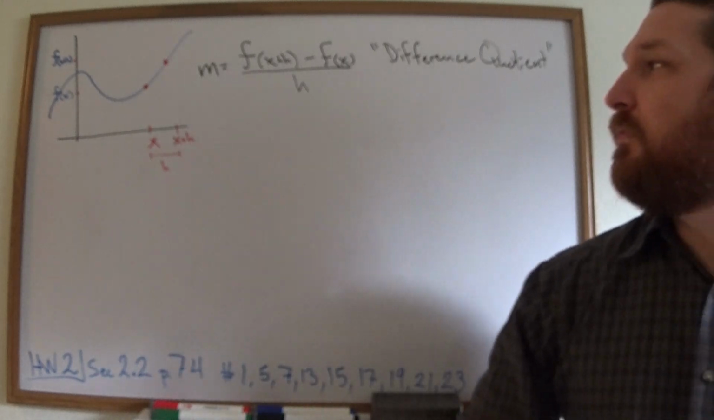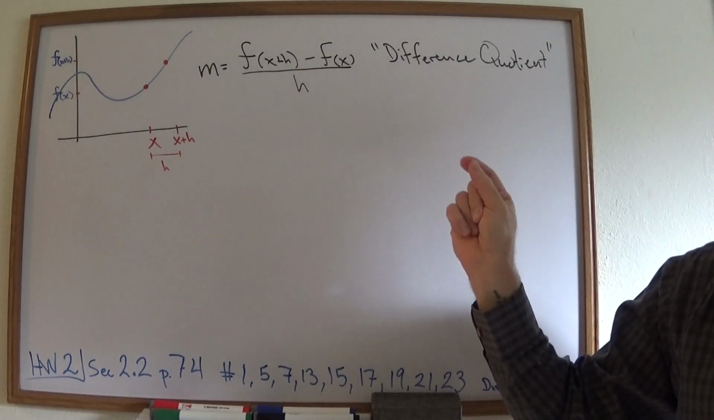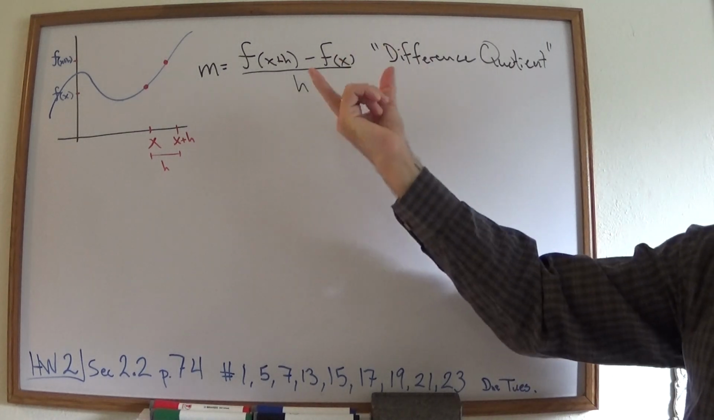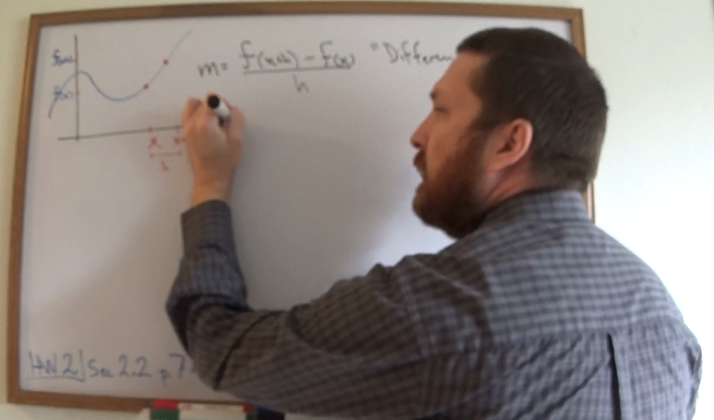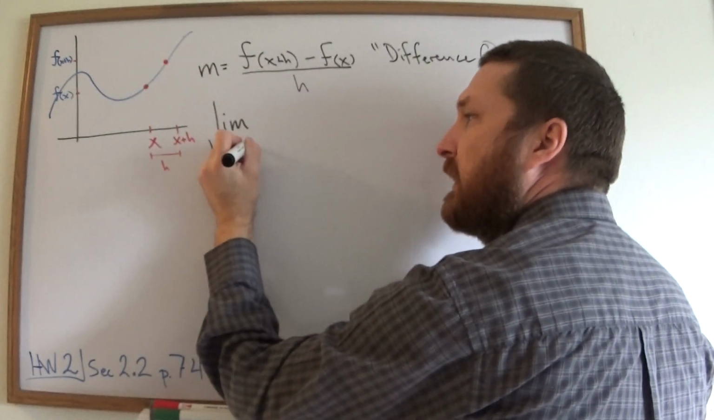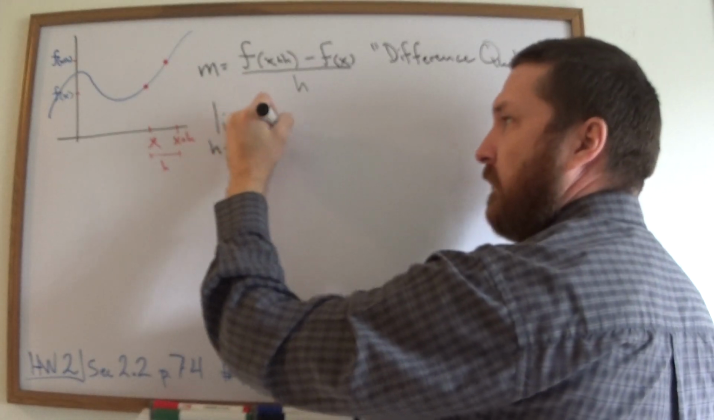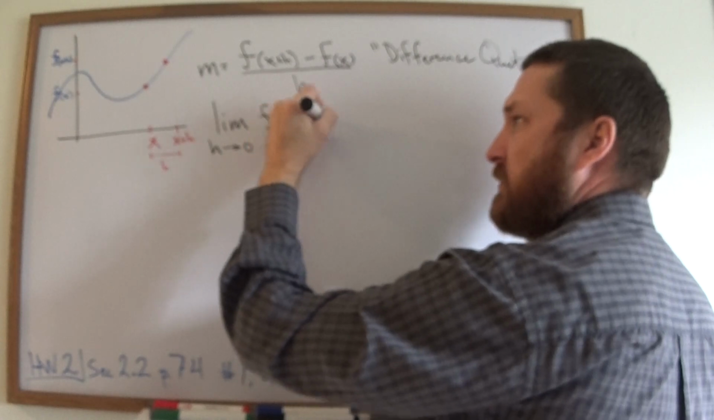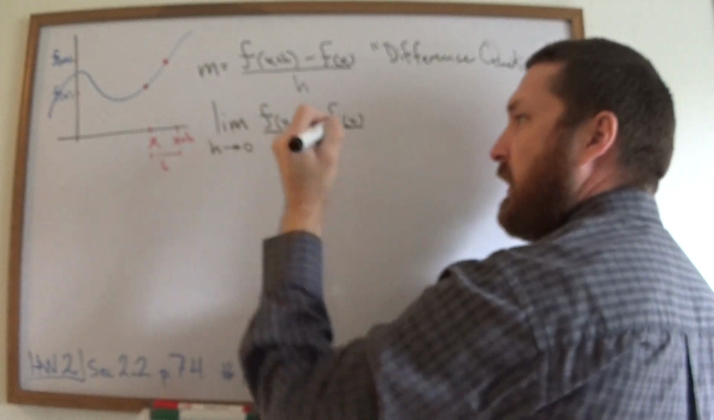And indeed, what we're going for here, as I've been hinting at for a while now, is the idea of making that h really, really, really small. Explicitly, what we're going to do is take a limit as h drops down to 0 of this thing, f of x plus h minus f of x all over h.